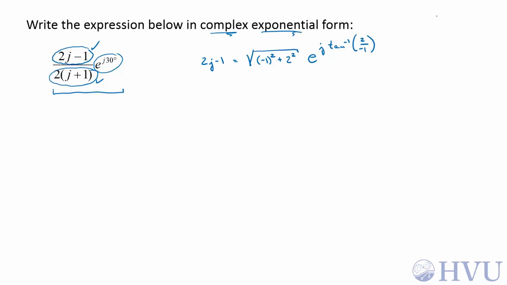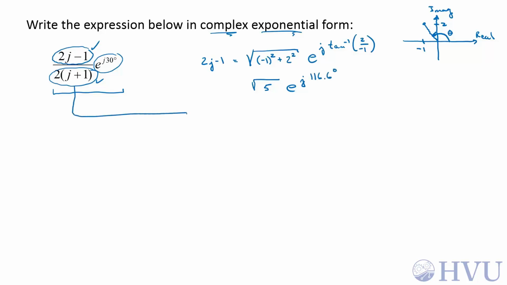What I have to do is check the quadrant that that's in. So real, imaginary. The real part is -1, the imaginary part is 2, so the number is going to be up in here, in that quadrant, and I'll need a phase angle between 90 and 180 degrees. Simplifying the magnitude, -1 squared is 1, 2 squared is 4, so this becomes square root of 5, e to the j, and taking that arctangent, it's 116.6 degrees.